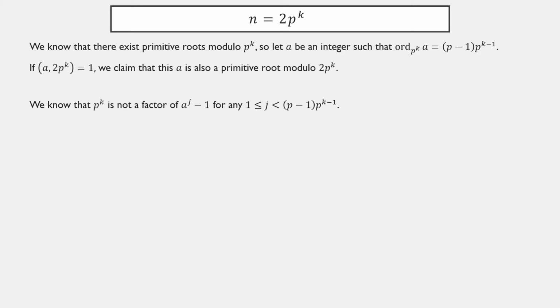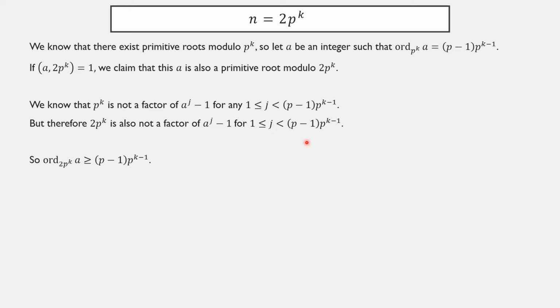So p to the k can't be a factor of any power of a from 1 up to, but not quite including, the order. This number here was the order modulo p to the k of a. So every power up to this one is not equivalent to 1. In other words, p to the k is not a factor of that difference. But if p to the k isn't a factor of that, then 2p to the k is also not a factor of that. So a to the j is not equivalent to 1 modulo 2p to the k for j starting at 1 and counting up to this number here.